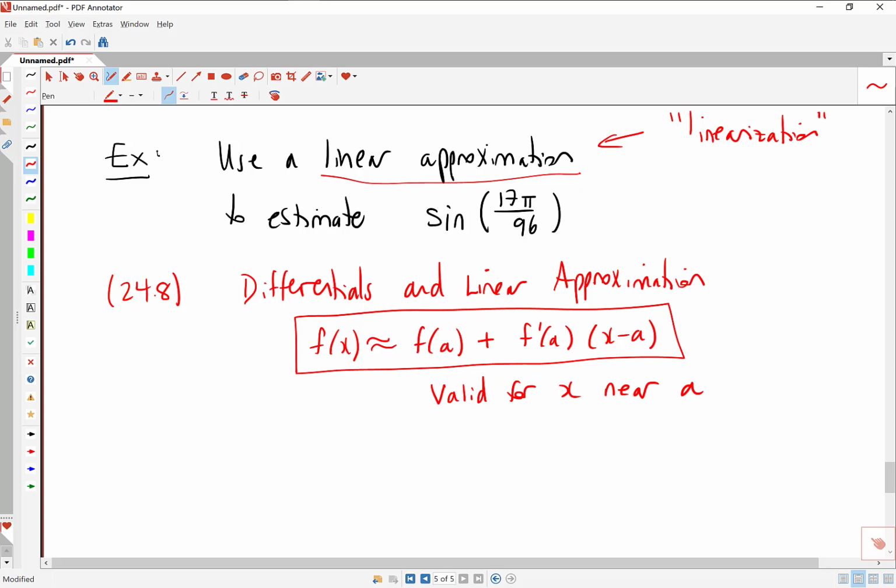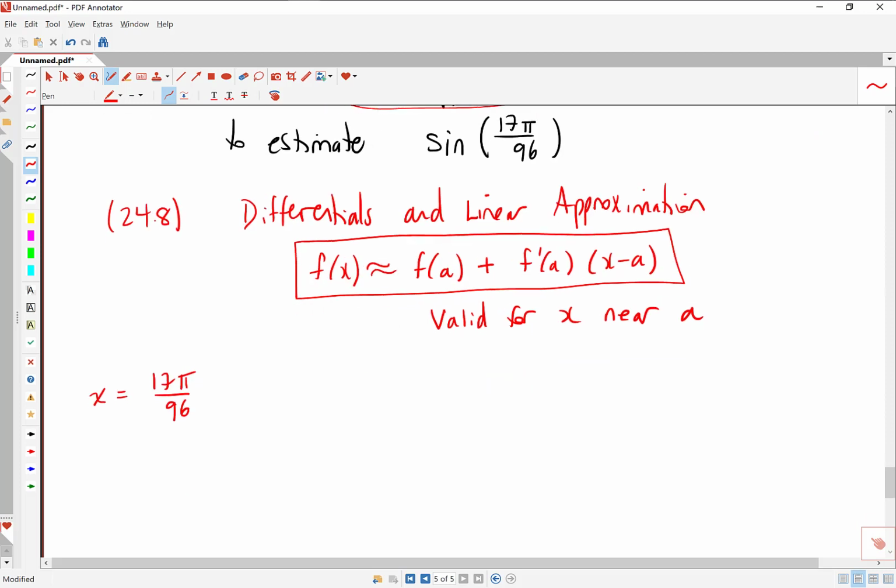The x value is the value where we're trying to estimate our function. So x is 17 pi over 96. That's what we're ultimately going to be plugging in here on the left side. The a value that we want is a nice number that's near our x value. So something near 17 pi over 96.